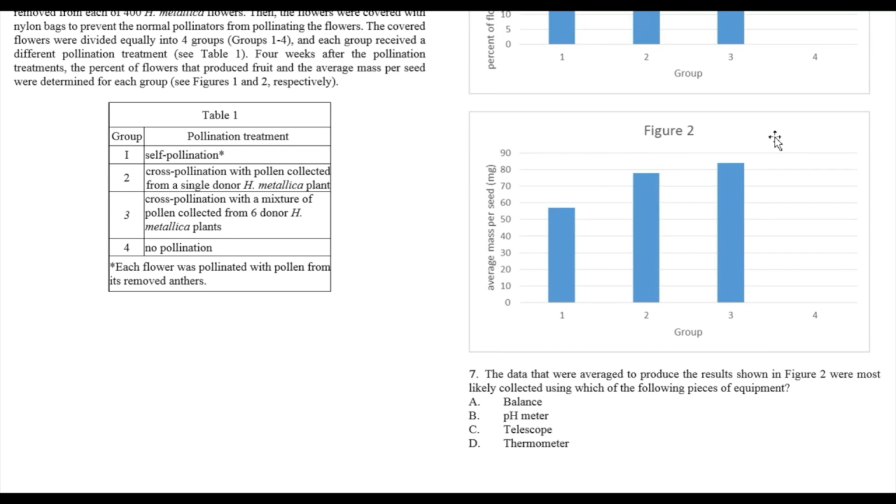So we have to use our reasoning skills here to try to figure it out. So what are they measuring in Figure 2? We have the groups on the x-axis, and on the y-axis we have the average mass per seed. Okay, so for measuring mass, how would we normally do that? Let's see the options here. We have thermometer, no, you'd measure temperature with that. Telescope, you would look at it like that. pH meter, you would measure the acidity of a certain substance. And it looks like balance is the correct option here. So a balance or a scale is used to measure the average mass that is shown in Figure 2. So here A is the correct answer.